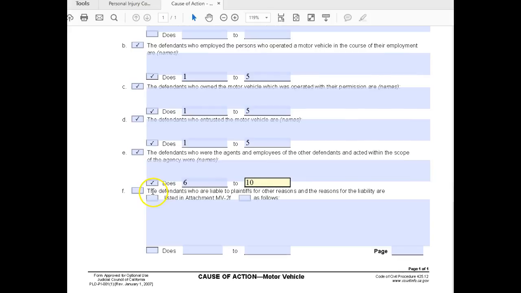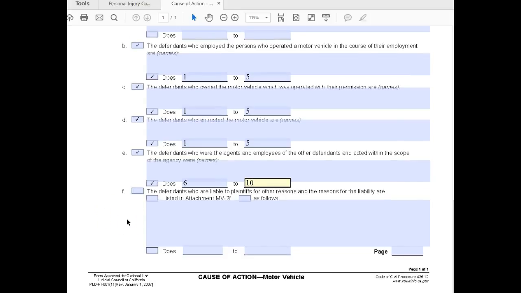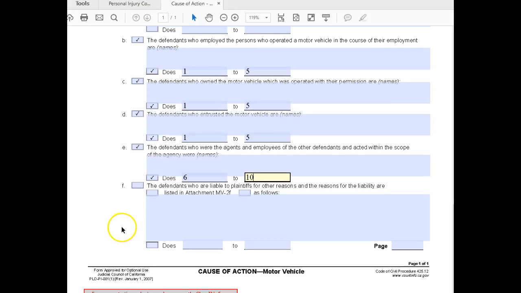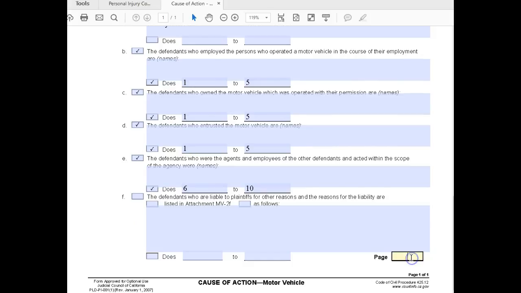Now, the defendants who are liable to plaintiffs for reasons other than the reasons of liability are... That's in case there were other reasons for liability. In essence, if we had any other reason we suspected, we could put that down. We don't have any other reason that we suspected at this point, so we're not going to put that down. What you want to do is also put the page number down here as to what page this is. This should be page 3.